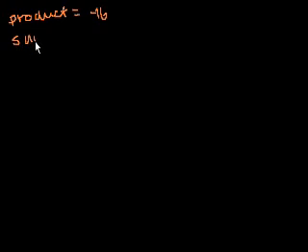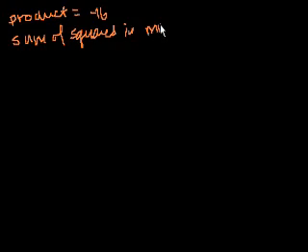Anyway, the first problem is: find two numbers whose product is negative 16. So the product is equal to minus 16. And the sum of whose squares is a minimum. So the sum of squares is minimum.